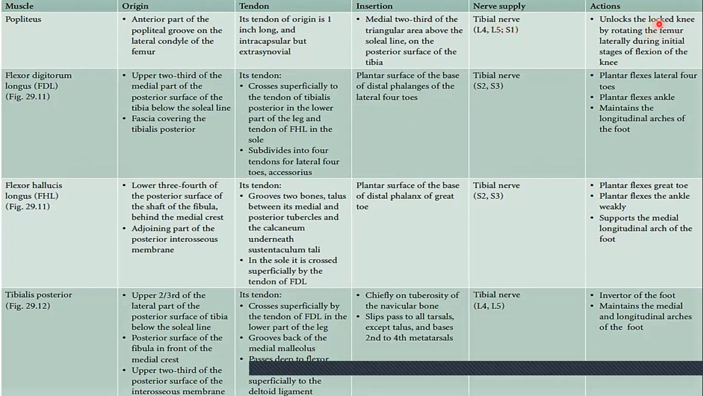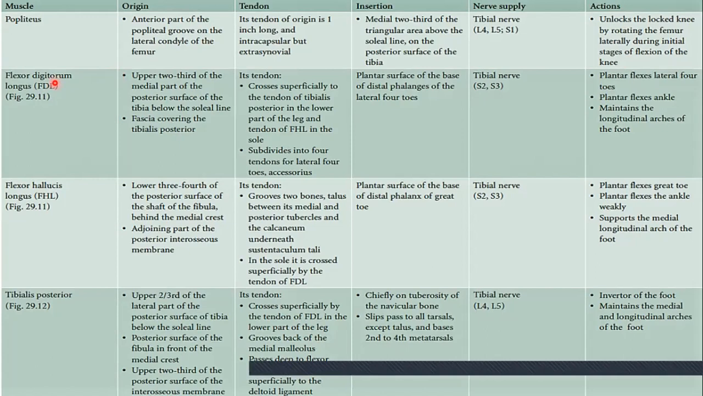Action. It usually unlocks the locked knee by rotating the femur laterally during the initial stages of flexion of the knee. So when you are flexing the knee, it will rotate your femur laterally. Now, by rotating the femur laterally, that is unlocking the knee from a locked position. It was locked when it was extended.